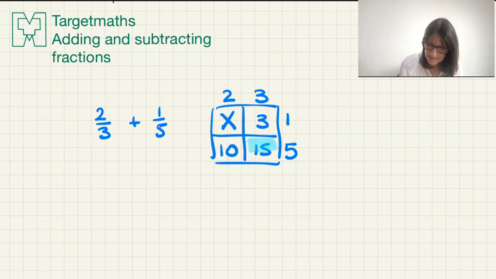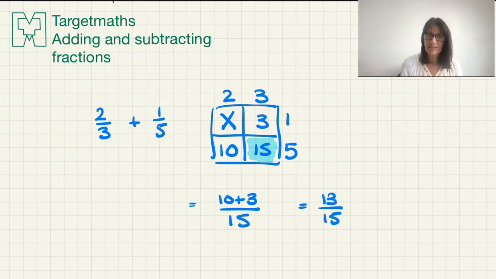I am then going to take this number in the corner. It's always that number in the corner that I use for the denominator in my final answer. So my answer is going to be something over 15. I then check in with the question. It's an add question. So the two numbers left in the grid, 10 and 3, are added. 10 plus 3 is 13. Over 15, and that's my final answer, and that is it.